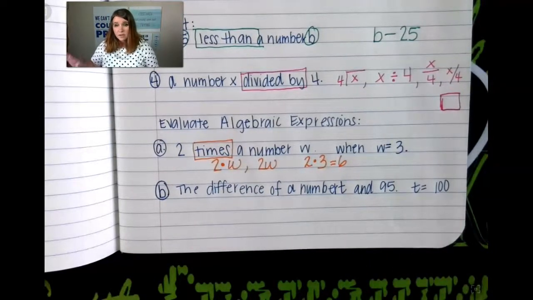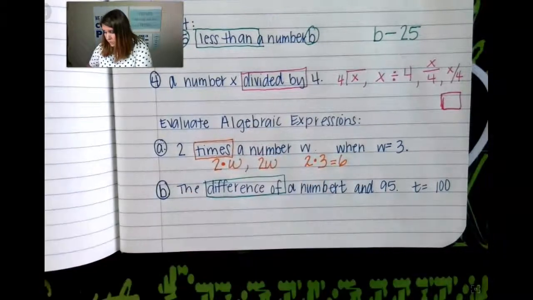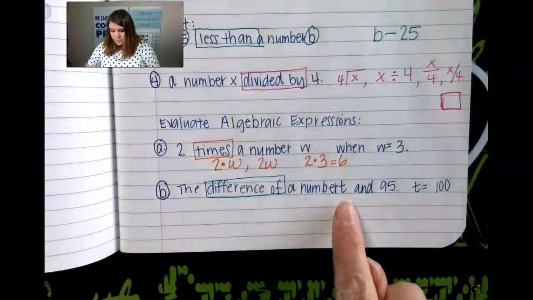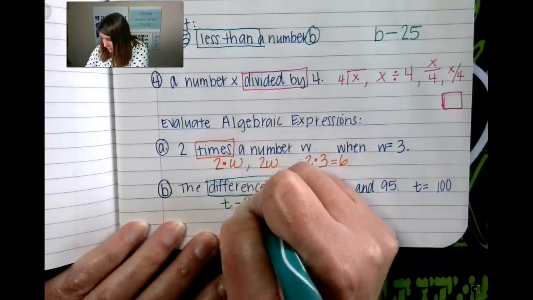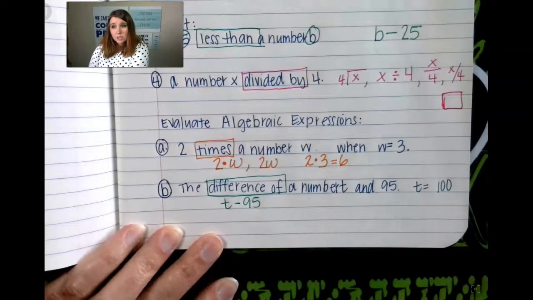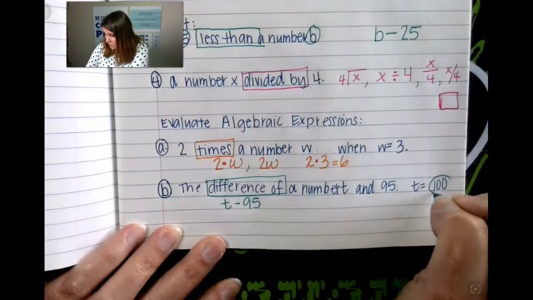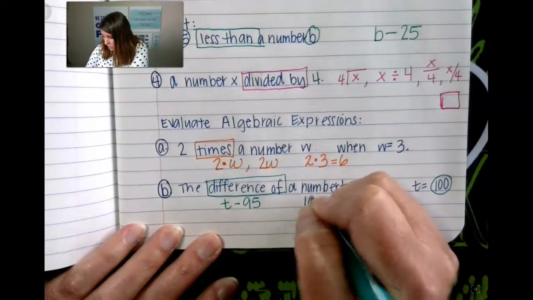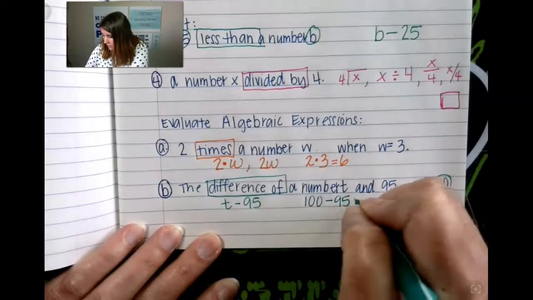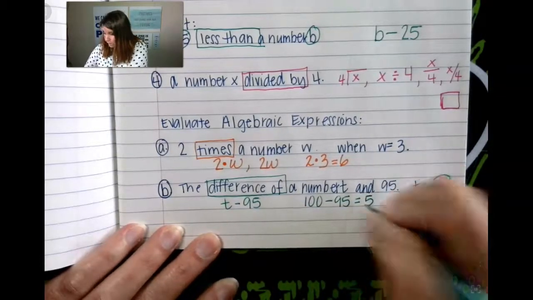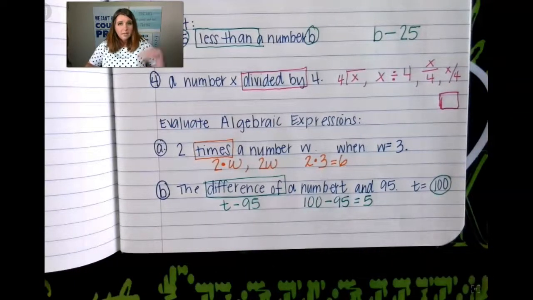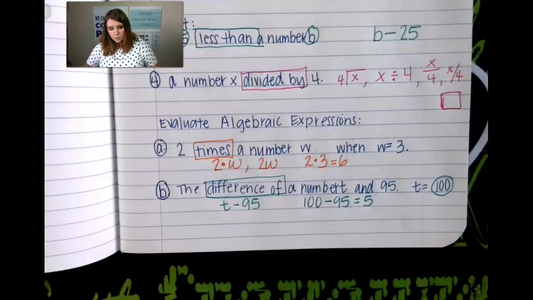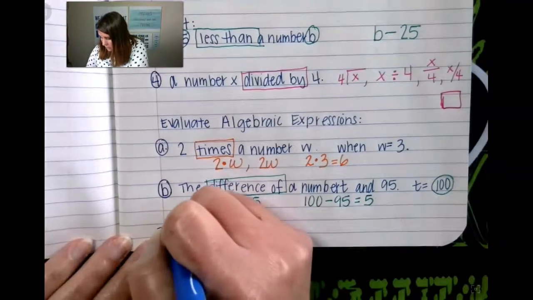Okay, so the difference of a number T and 95. So we just have to take the difference of T and 95. Well, we know difference is subtraction. Difference of. So we're going to go 100. Well, first, no, we're not. We're going to take this and we're going to say T minus 95. Now we're ready to subtract. We're going to substitute. Where there's a T, we're going to put this 100. Now we're going to say 100 minus 95 equals 5. That's it. Because you have a value for T. Combining 5.1 into 5.2. Carrying it over. Okay, it's your turn. Try it.